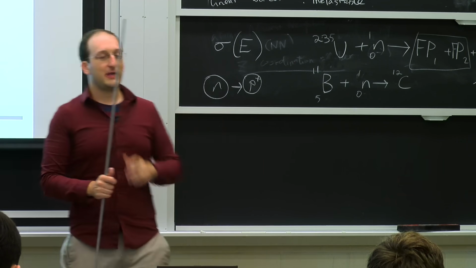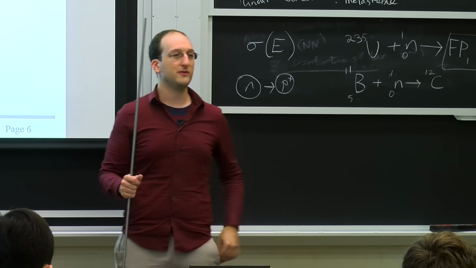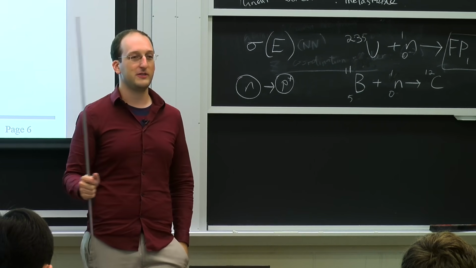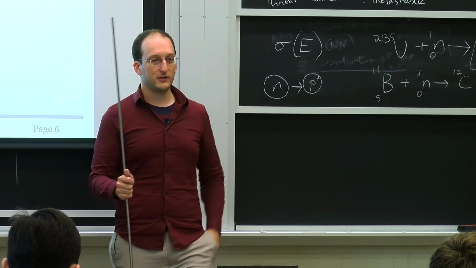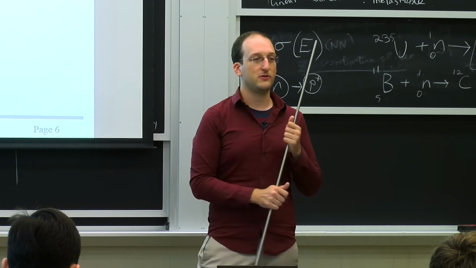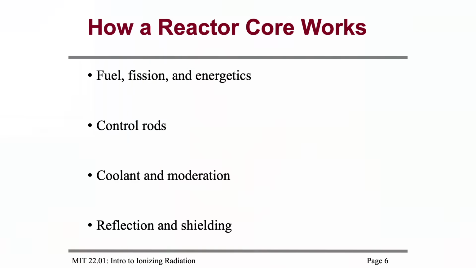If a neutron hits something heavier like stainless steel or other stuff in the reactor, it cannot, by conservation of energy and momentum, transfer all of its energy. That fraction is actually pretty small. We'll actually calculate what that fraction is, but it drops off pretty precipitously as you start to get heavier than hydrogen. And finally, there's reflection and shielding.